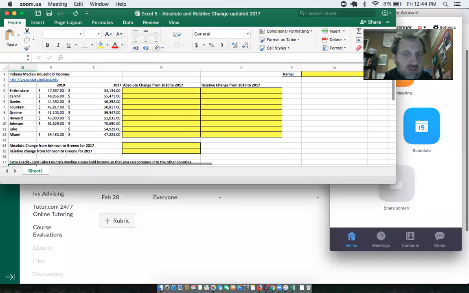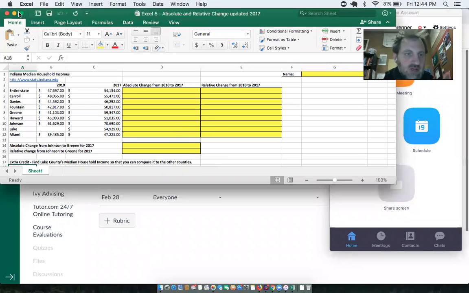I want to talk about Excel 5. I've got it, I'm going to pull it up here. Just one second, sorry. This is an Excel assignment where you're trying to do some absolute and relative change, and I really want to focus on adding in the autofill feature, which is pretty awesome. Okay, let me share my screen. Okay, a couple things to point out here.